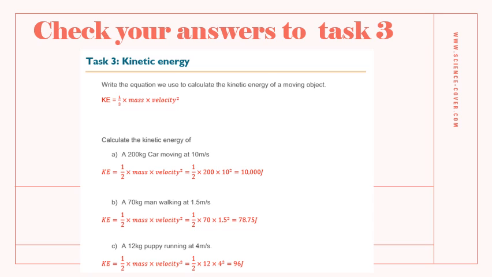C, a 12 kilogram puppy running at 4 meters per second. We do half times the mass times the velocity squared. Half times 12 times 4 squared. This equals 96 joules.